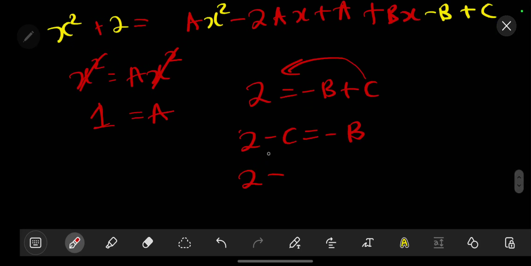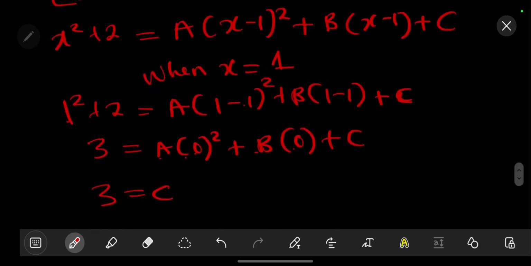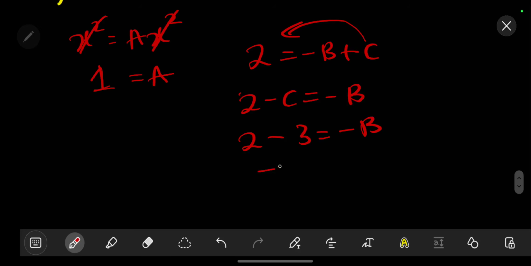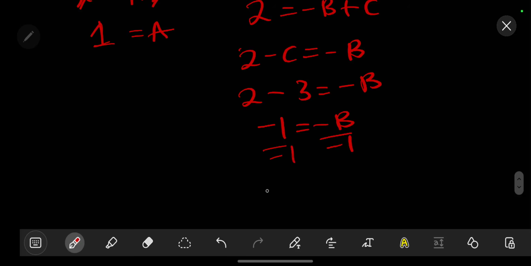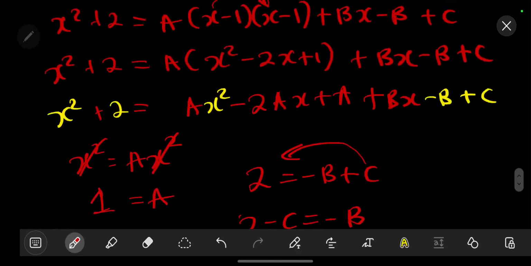So we have our 2 minus our c value is equivalent to, we found c to be equal to 3, so we are going to put 3 should be equal to negative b. 2 minus 3 will give us negative 1 should be equal to negative b, over negative 1 over negative 1. Our b value should be equal to a positive 1. Oh, sorry, there's a mistake.